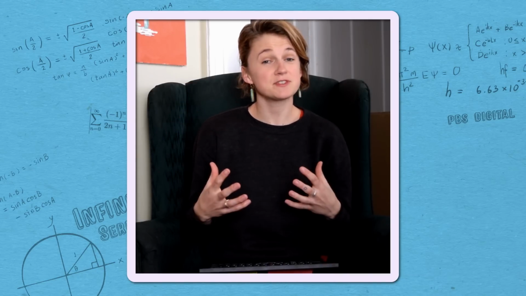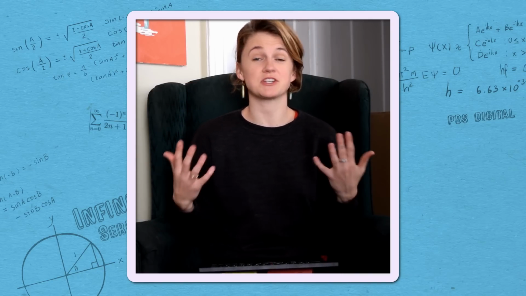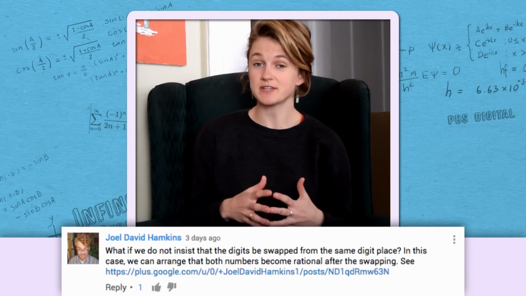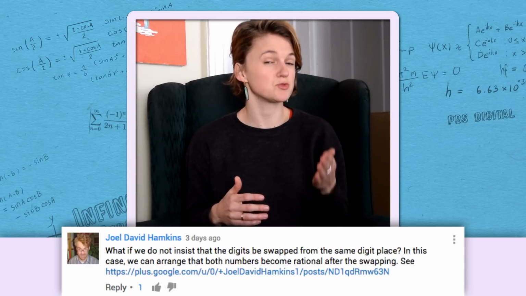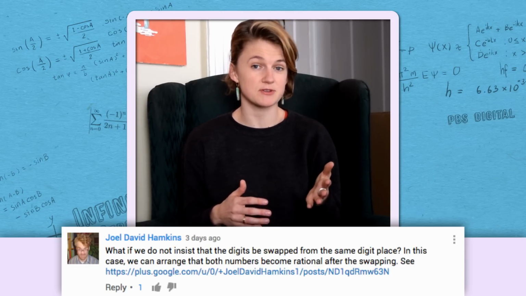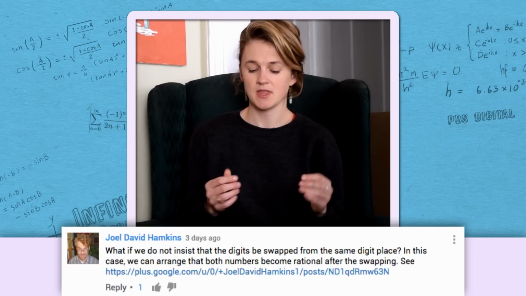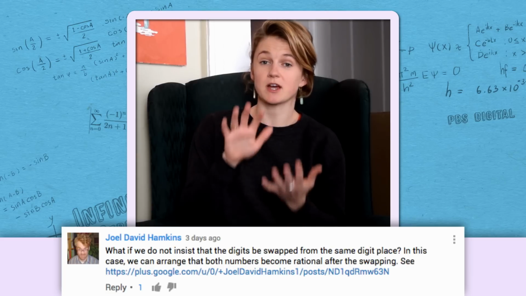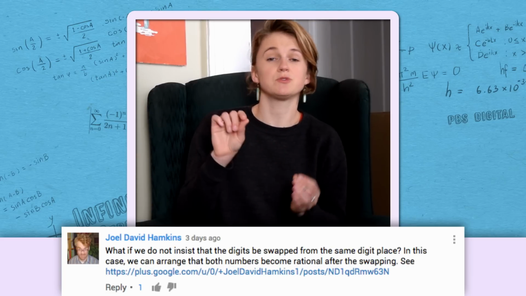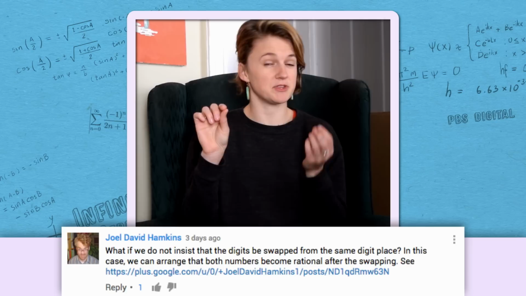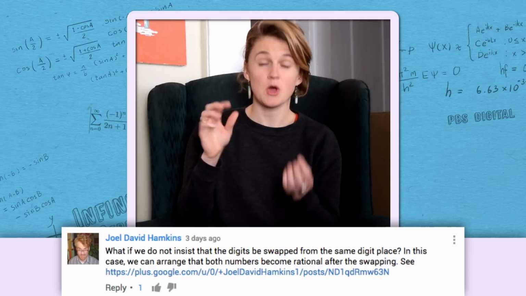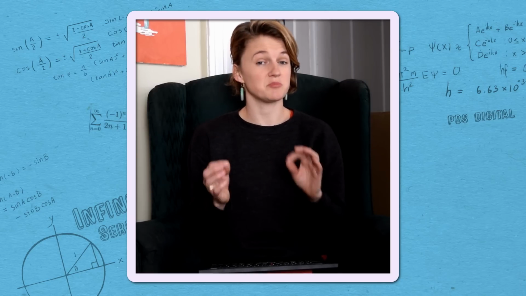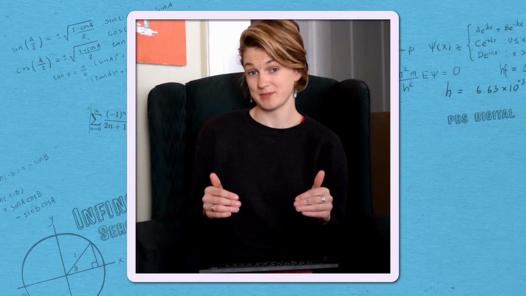Hello! I want to address some of the comments on our episode about exchanging the digits of e and pi. First, Joel David Hamkins, one of the mathematicians whose work is featured in the original episode, asked a follow-up question. He asked, what if we do not insist that the digits being swapped come from the same digit place? So you can swap a digit from anywhere in e with a digit from anywhere in pi. Well, in this case, you can make a rational number, and he proves that in a blog post, which is linked to in the comments.